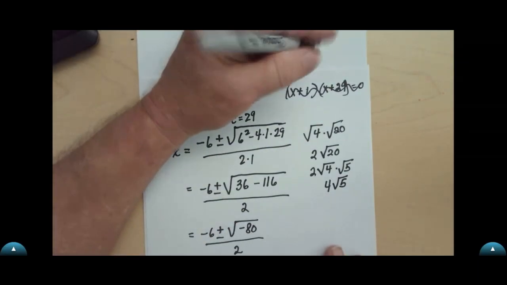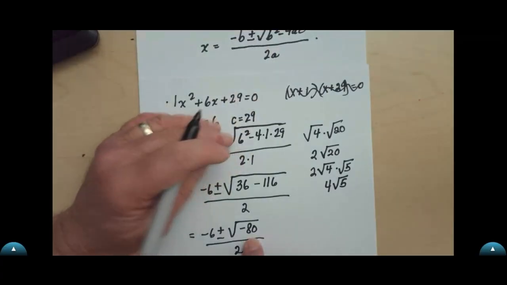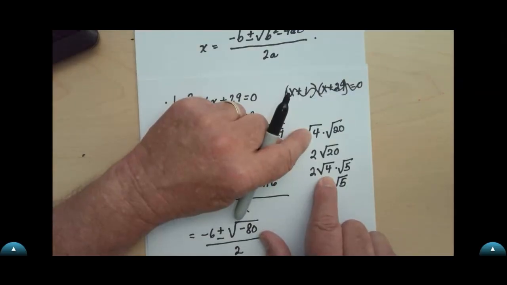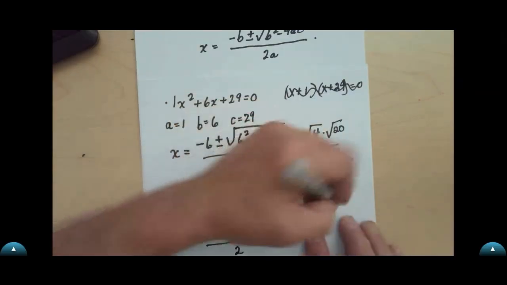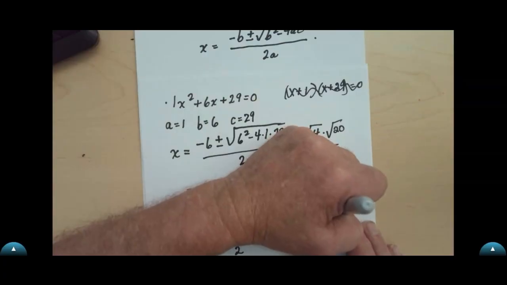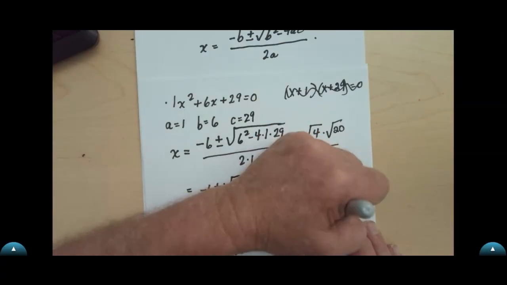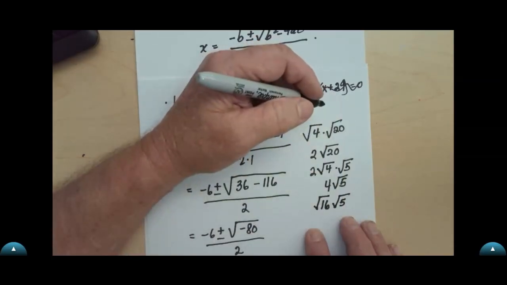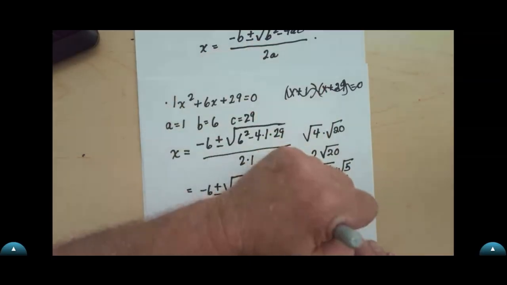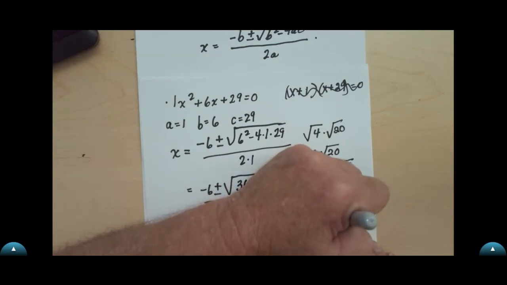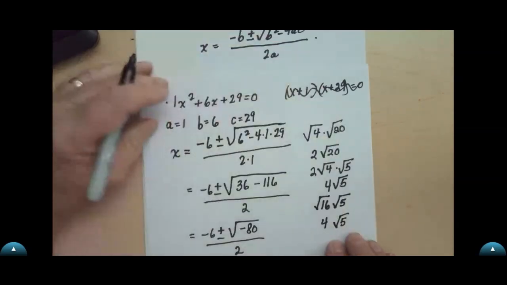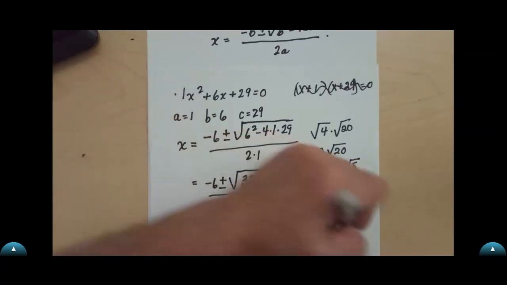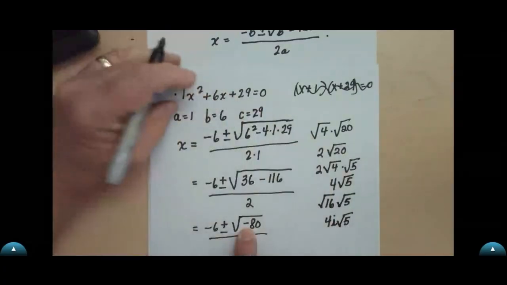So it's better if you just see right away that 16 times 5 is 80. And so the square root of 16 times the square root of 5 is the square root of 80. The square root of 16 is 4 times the square root of 5. And there's one other thing I need here. What is it? Plus or minus? Yeah, I need an i in there. Everybody see that?